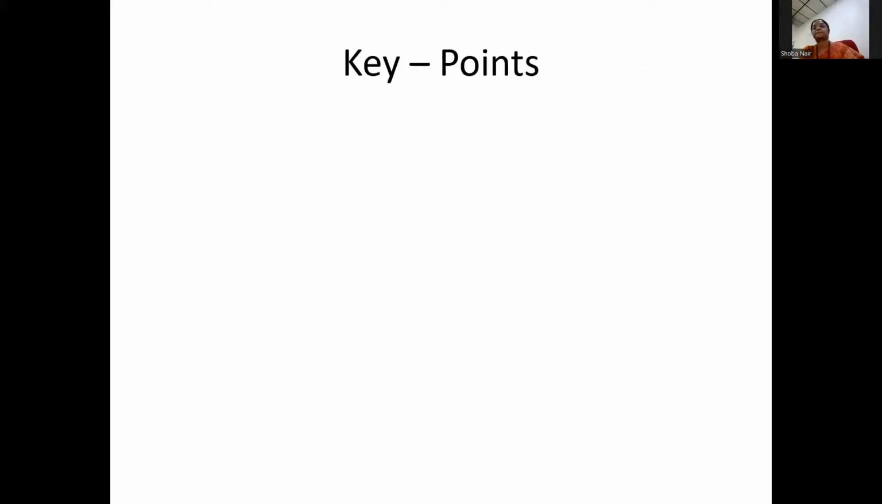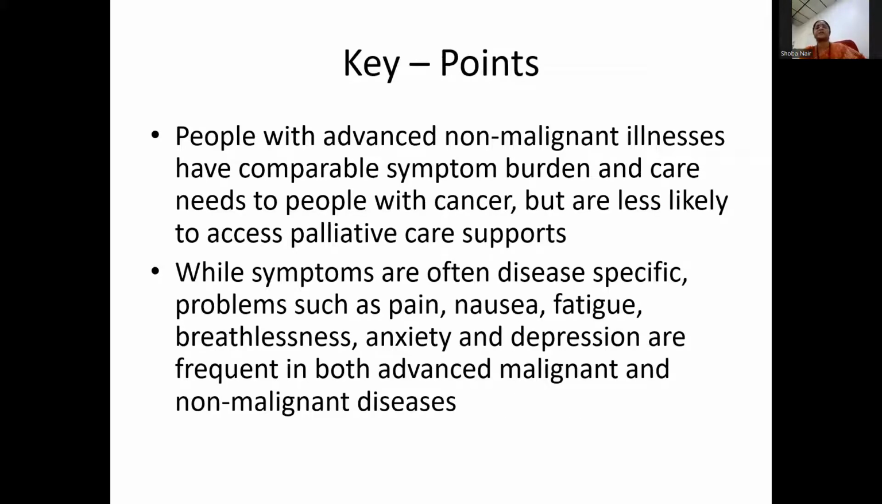Next slide, please. So the key points. People with advanced non-malignant illnesses have comparable symptom burden. So don't think that their symptoms are actually different. It's just that for the underlying disease, we need to make sure that they are on optimum treatment. And while symptoms are often disease specific, problems such as pain, nausea, fatigue, breathlessness, anxiety, and depression are frequent in both. Next slide, please.